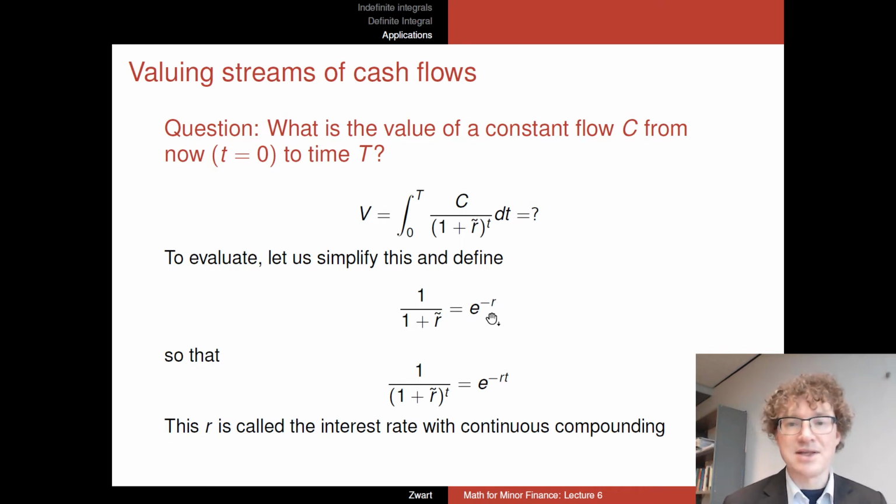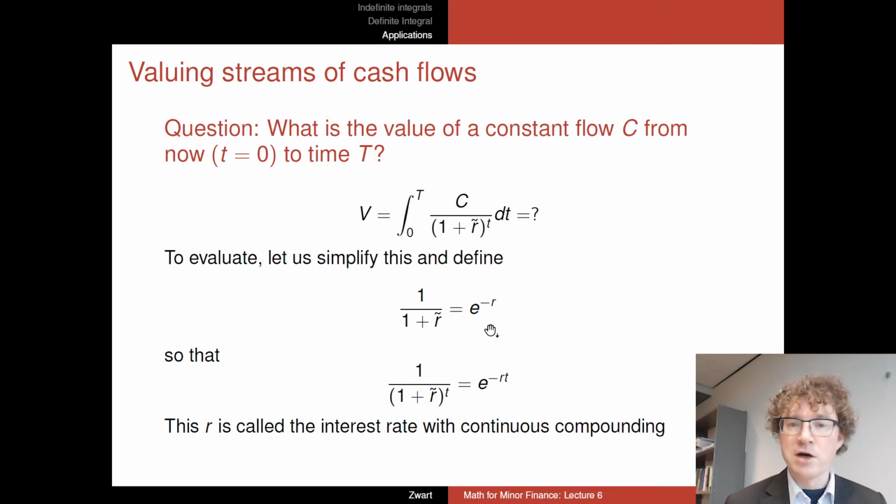We're interested in e to the minus r as our discount rate instead of 1 divided by 1 plus r. So define this new r, which will be called the continuous compounding interest rate. Remember, compounding means I'm getting interest upon interest upon interest, while here we are compounding continuously, hence this term continuous compounding.